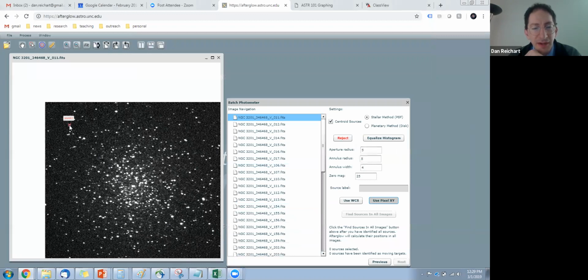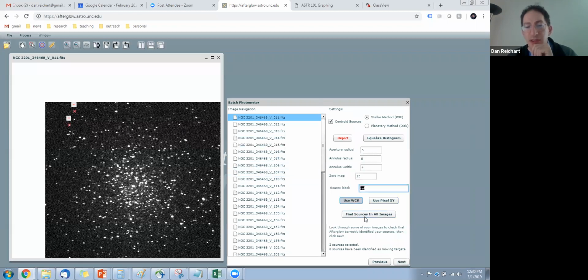So I'm going to click on it and type in RRL. This changes the name. Maybe I can make it a little bigger, but I can't make my screen bigger on this one. And this one is the reference star. Click on it, typed in REF. And then I'm going to use the WCS and find sources in all images.